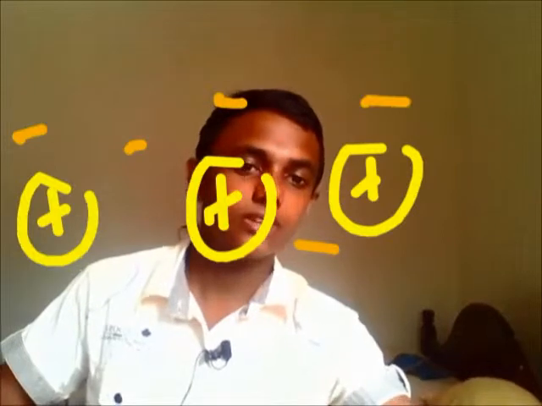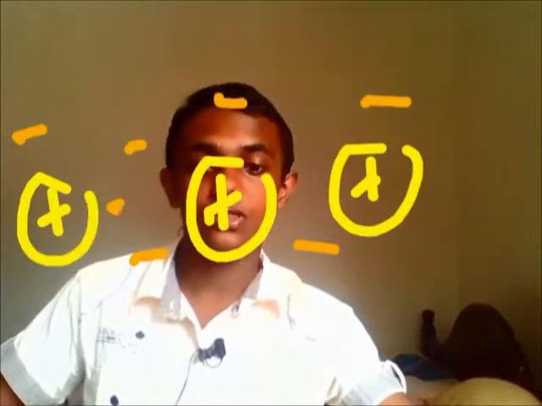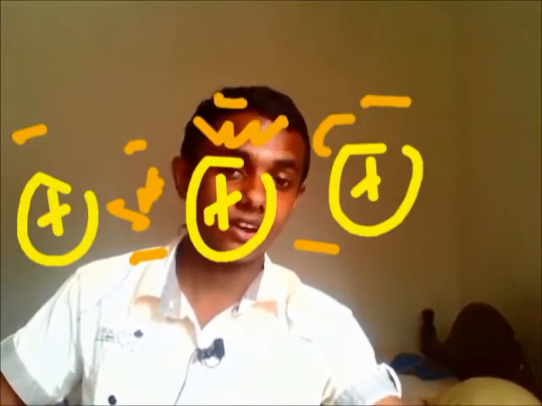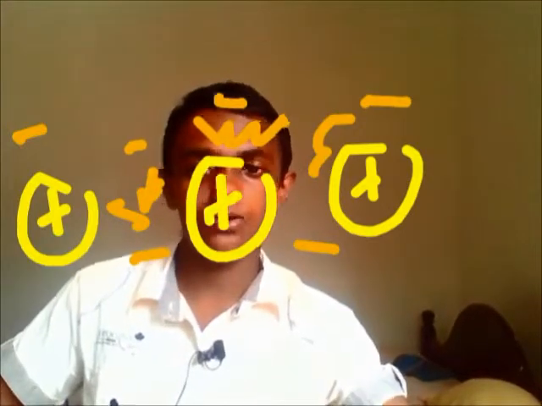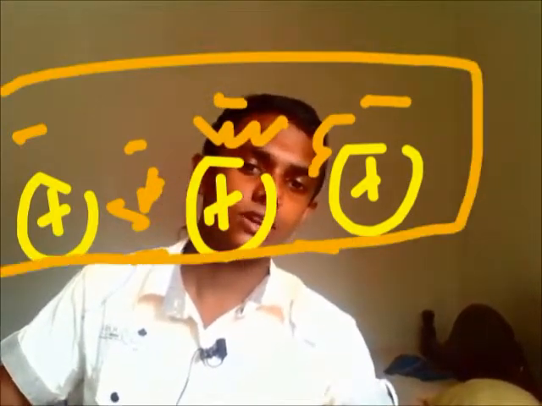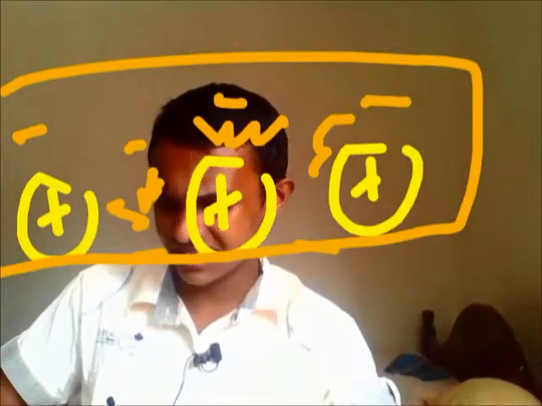So the attraction between these electrons and these positive ions, the electrostatic attraction, causes the metallic bond. So this is the metallic bond. This is what happens inside a metal. So it's simple as that.